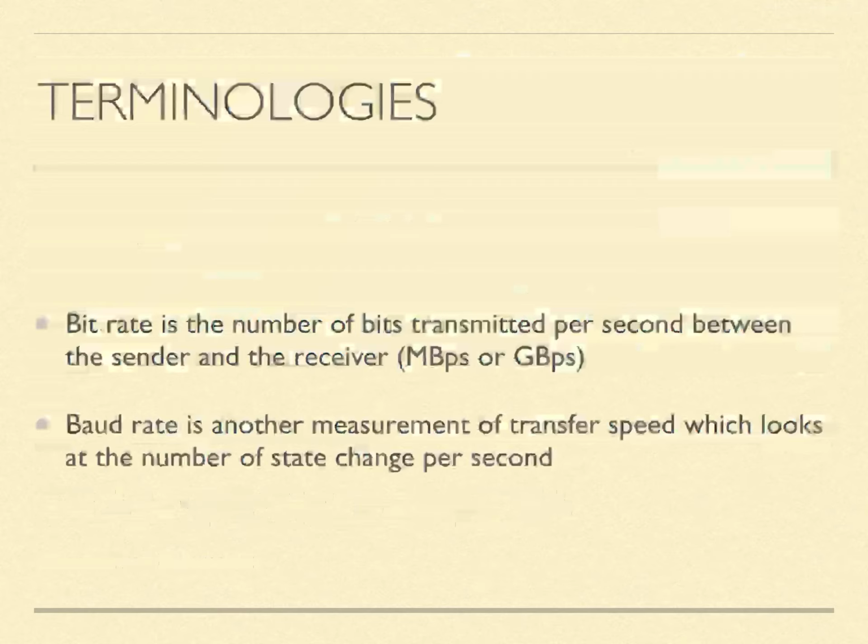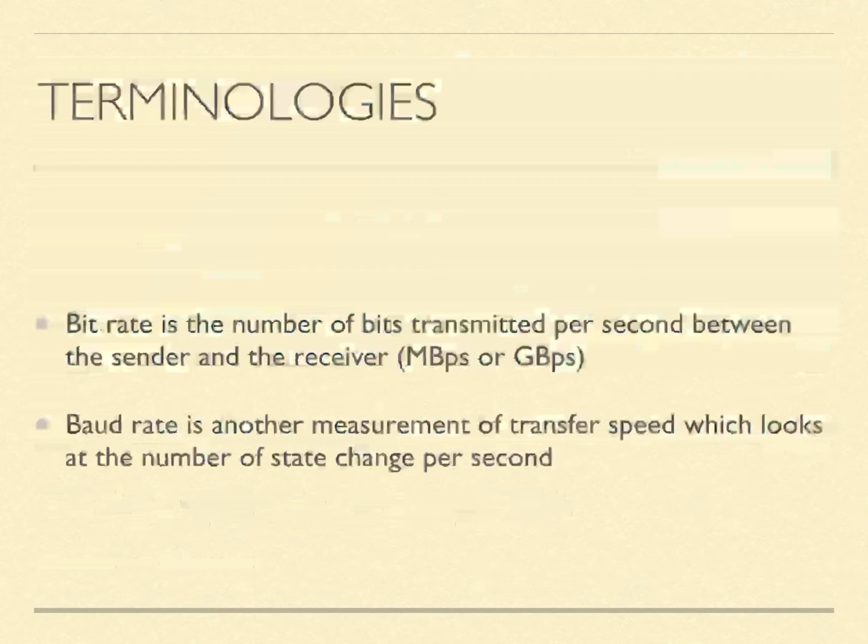Basically, when we talk about this transmission, there are speeds and interference and so on that can cause the transmission to change. First one there is bit rate. It is the number of bits transmitted per second between the sender and the receiver, measured in megabytes per second or megabits per second, gigabytes per second or gigabits per second, and we'll explain later on what the difference is. And we have baud rate. It is another measurement of transfer speed, which looks at the number of state changes per second.